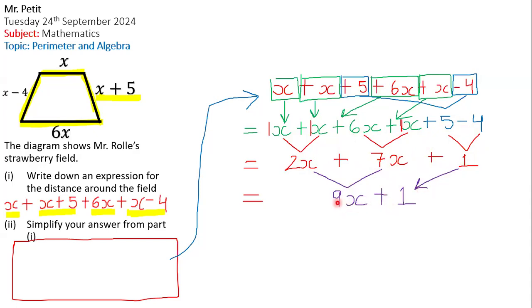Now, does that make sense, Mateo? Or is it clearer? I understand it, but I can never do one by myself. Yes, that's no problem. So 9X plus 1. We cannot simplify this any further. Why can't we simplify any further? Because they're not alike. They're not like terms, right? So we just leave it as 9X plus 1.